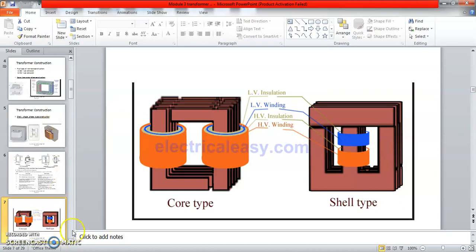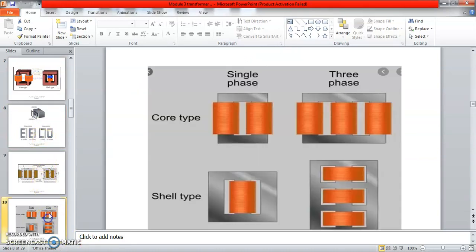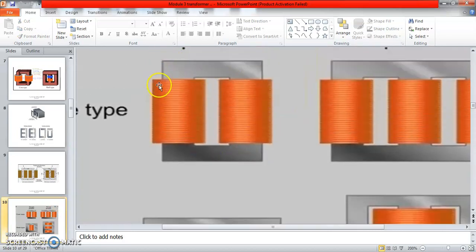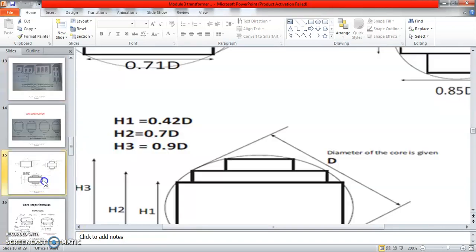Let us go for the core step formulas, as taught in previous videos. These are the laminations, for single phase and three phase sections. This is the total height of the transformer, this is the core height. If you cut it exactly vertically, you will get the height. If you cut it exactly horizontally, the circles are visible. These are the diameters of the LV and HV coils. Let us go for the formulas.